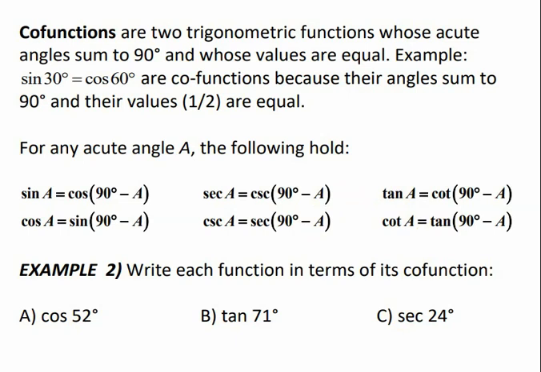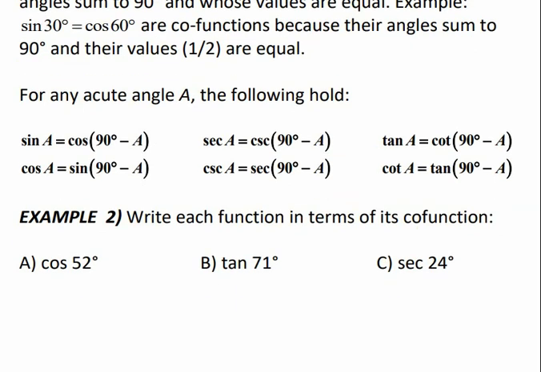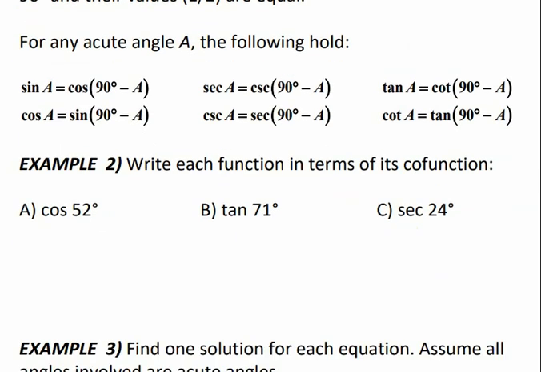So example 2 says to write each function in terms of its cofunction. So for the cosine of 52 degrees, sine is its cofunction. So we would write this as sine of 90 minus 52, which would give us the sine of 38 degrees.